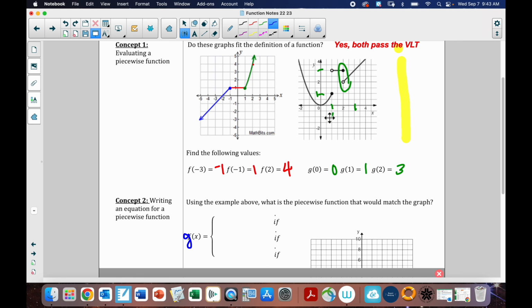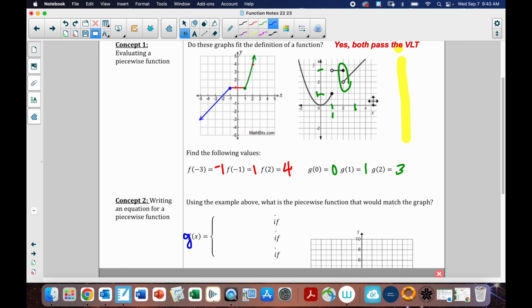And if we look at them, we can define each section, and we will do that here in just a minute. But before we do that, when we have a piecewise function, because there are 3 parts, we're going to have 3 separate equations, but it's going to say when it has that, when it meets that requirement.